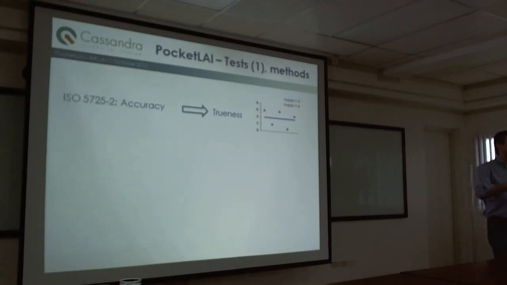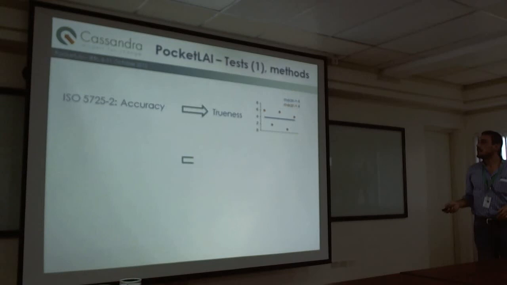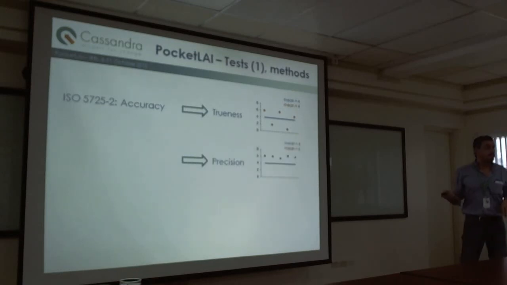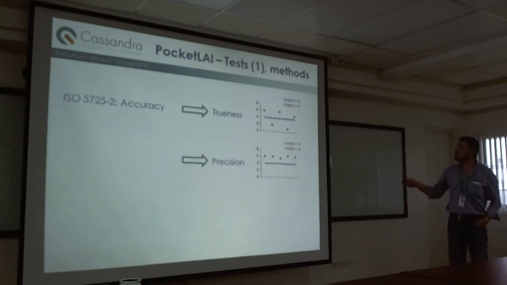So if you have the possibility of performing many replicates of your measurement, and the mean of your replicates is very close to the reference value, this means that the trueness of the method is very good. Okay? This is a component of accuracy. The other component is precision. This is precision.